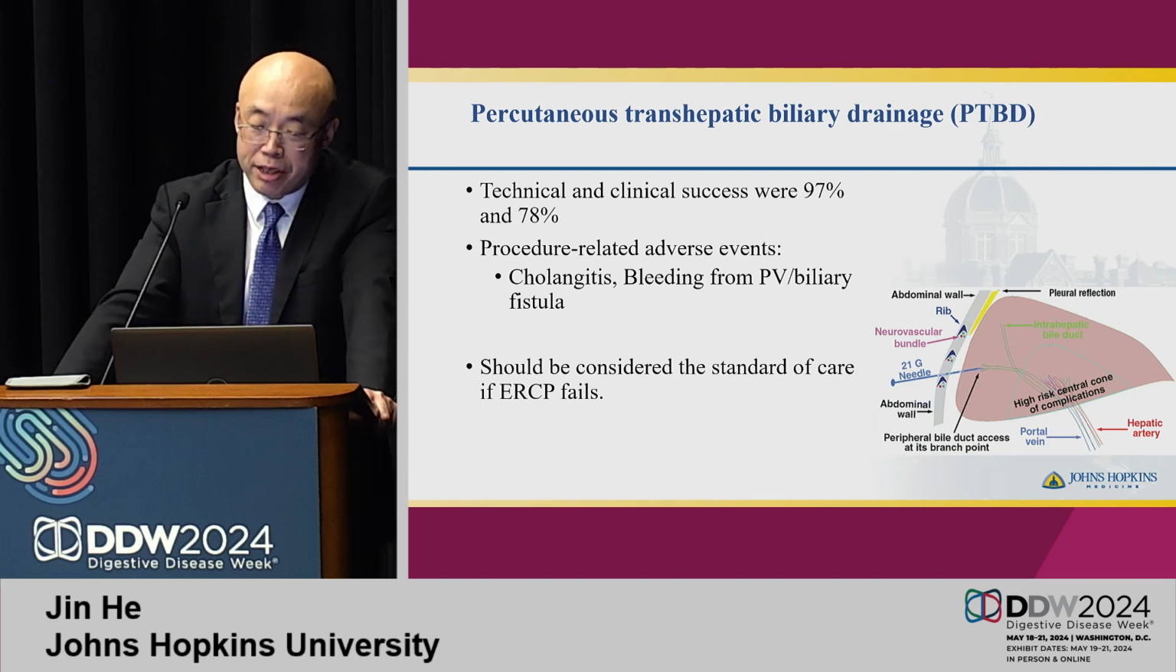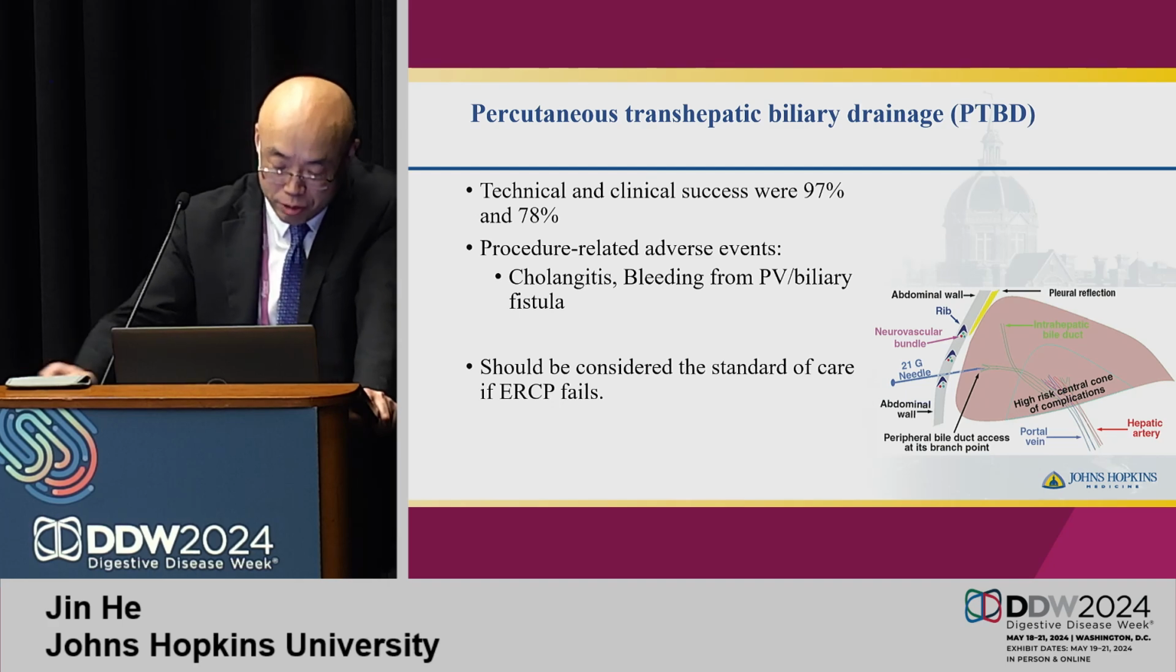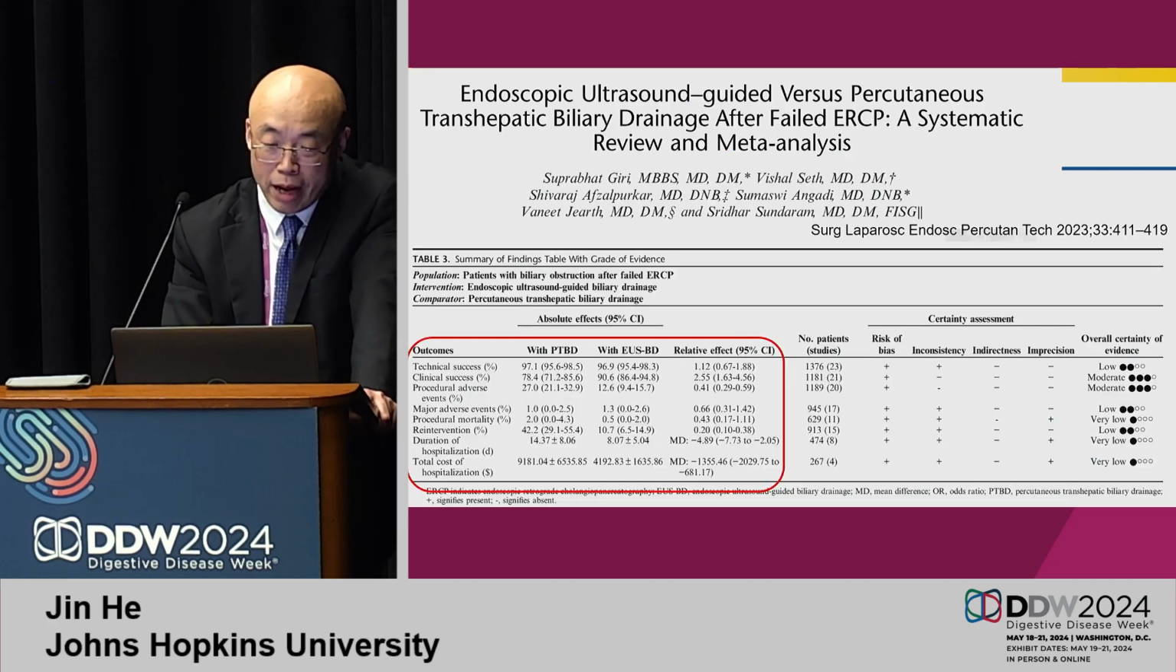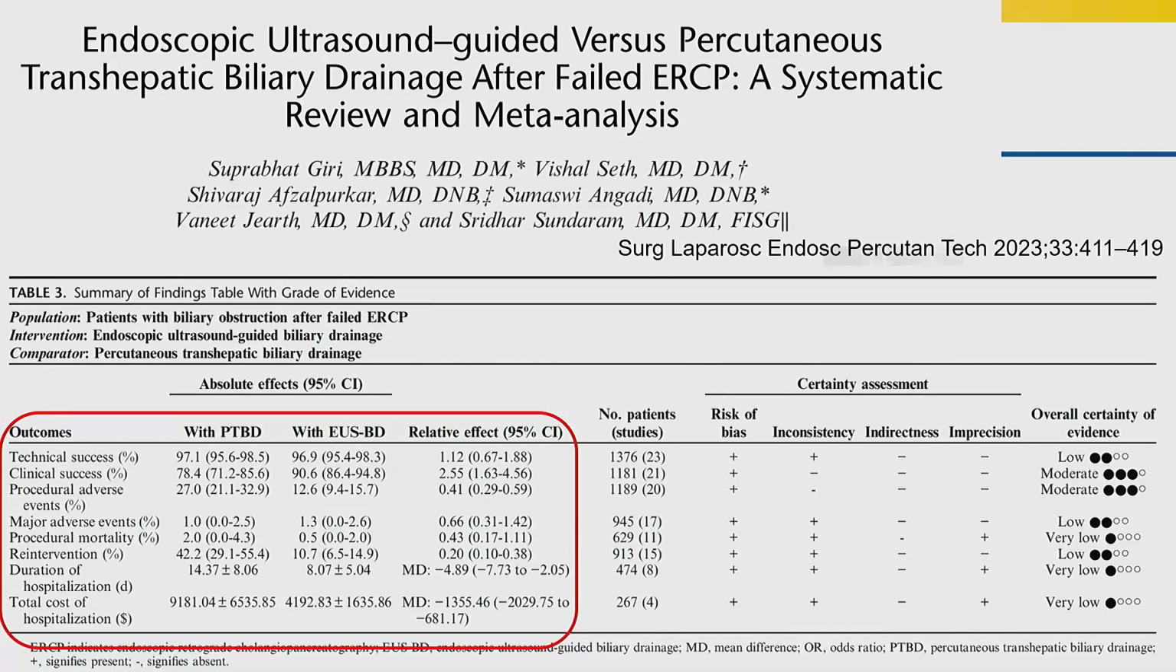Now, PTC, as I mentioned earlier, is considered anatomic drainage. Whether this is considered standard of care if ERCP fails is still very controversial and debatable. I can only find one paper to compare this to, EUS-guided biliary drainage versus PTC. If you look at the so-called success rate here, they are very similar. But again, how do they define the success? It's still unclear to me.